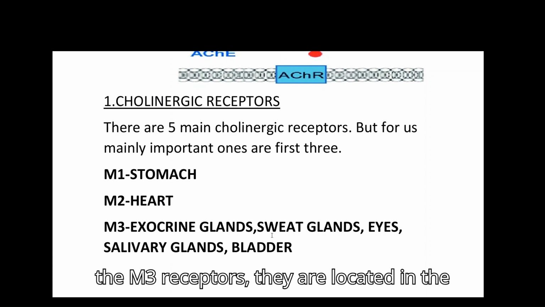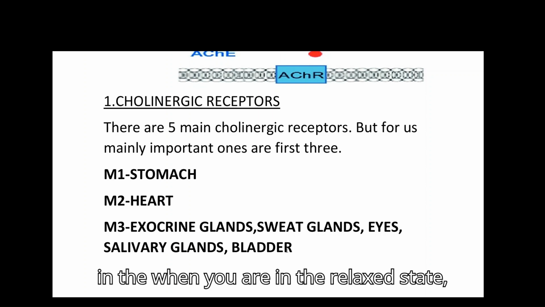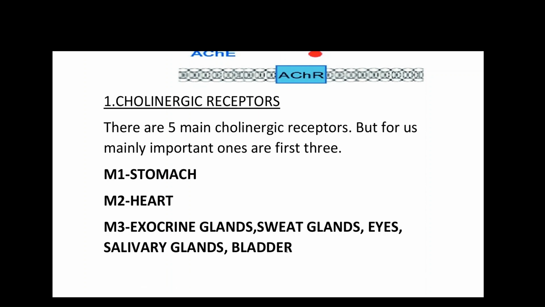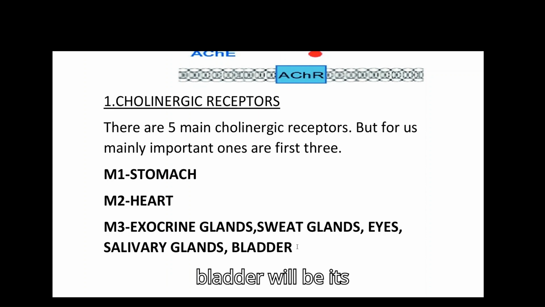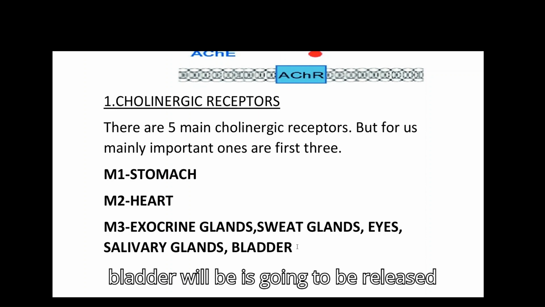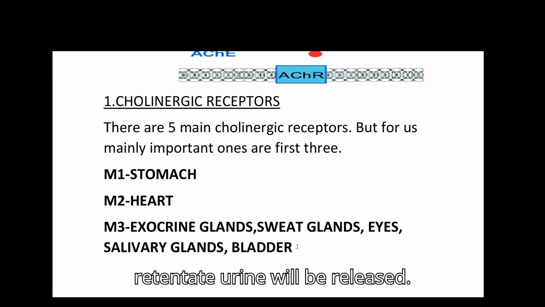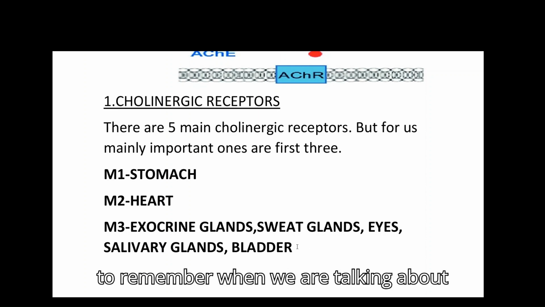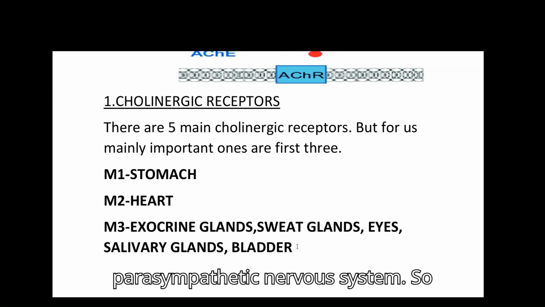The M3 receptors are located in the bladder. In the parasympathetic system, when you are in the relaxed state, your bladder should be emptied. In the sympathetic system, it is the other way. So the bladder is going to be released, the sphincter will be open, and the retained urine will be released. So this is what is going to happen. Always remember, when we are talking about parasympathetic drugs, we are talking about the parasympathetic nervous system.